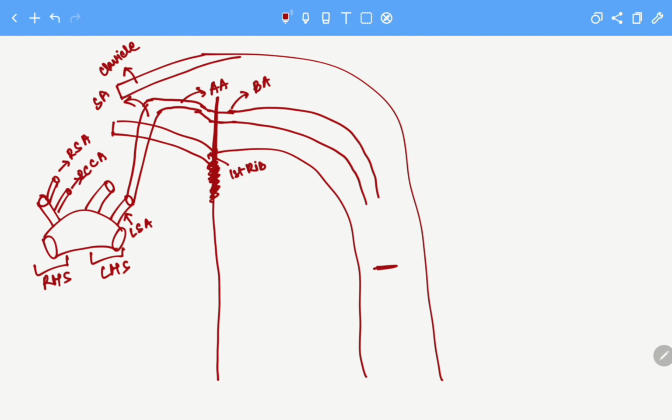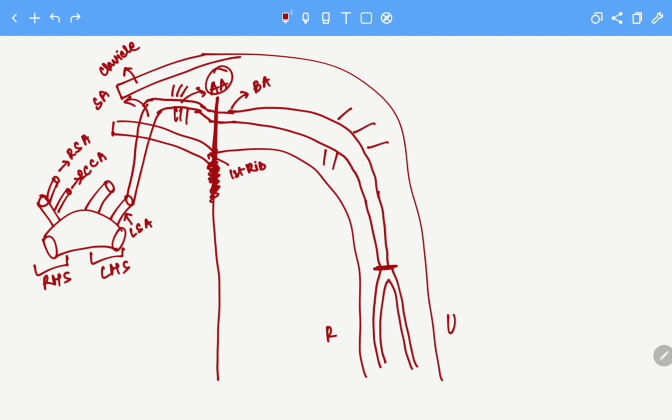This is the cubital region. So we'll go till the cubital region. It will divide into the ulnar and the radial artery. This is the radial side. This is the ulnar side. Now let's talk about the branches. So the axillary artery gives us 6 branches. The brachial artery is below the axillary artery and therefore it gives us 5 branches.